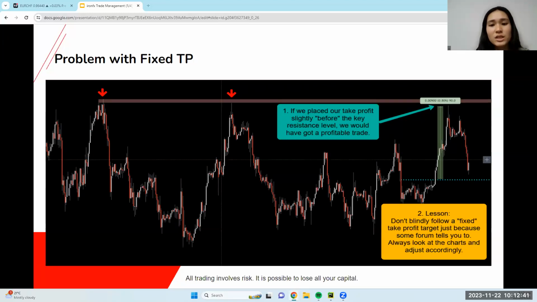Okay, so the important thing to note from this is to look at the charts and adjust your take profit and stop loss levels accordingly, and not just blindly follow a fixed take profit target, such as 100 pips like we did over here. You know, it's always important to look at the charts and then adjust accordingly.